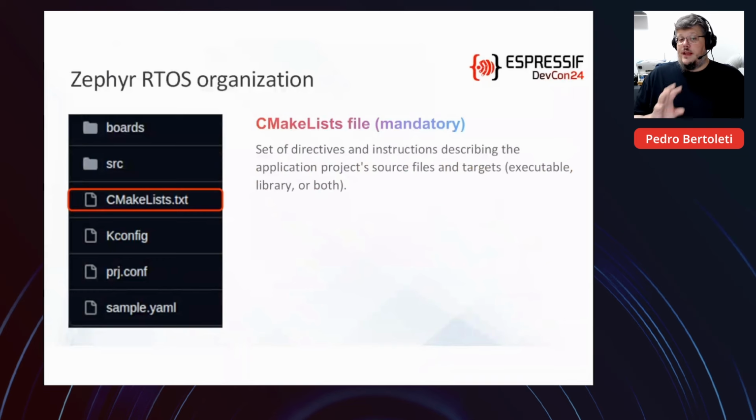Getting deeper into the build system of Zephyr RTOS, it uses CMake, as I said before, and the CMakeLists file, which is also mandatory, can be found here in this structure. This file is comprised of a set of directives and instructions describing the application project's source files and targets, which means executable, library, or both.